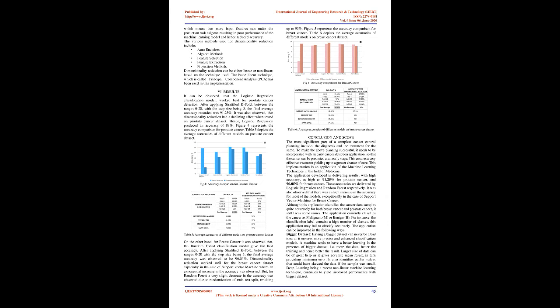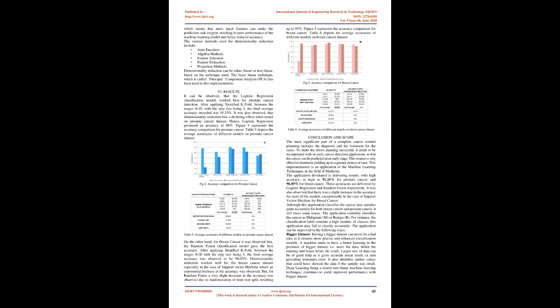6 Results. It can be observed that the logistic regression classification model worked best for prostate cancer detection. After applying stratified k-fold, between the ranges 0 to 20, with the step size being 5, the final average accuracy recorded was 91.25%. It was also observed that dimensionality reduction had a declining effect when tested on prostate cancer dataset. Hence, logistic regression produced an accuracy of 88%. Figure 4 represents the accuracy comparison for prostate cancer. Table 5 depicts the average accuracies of different models on prostate cancer data set.